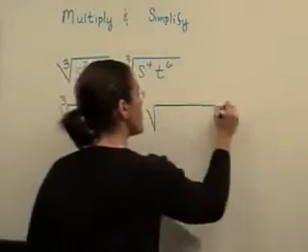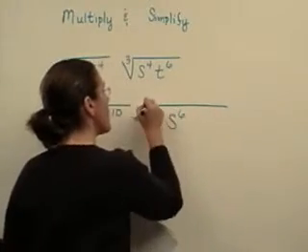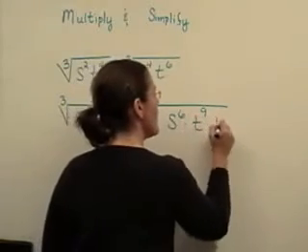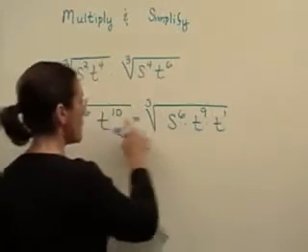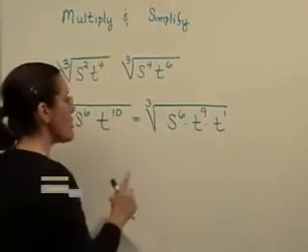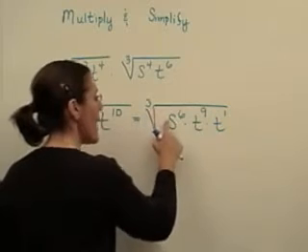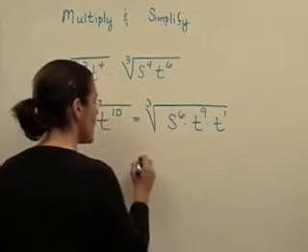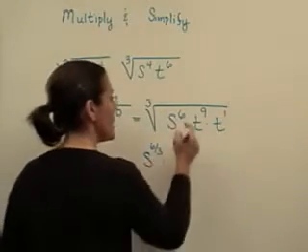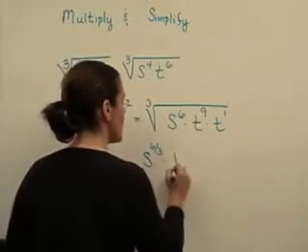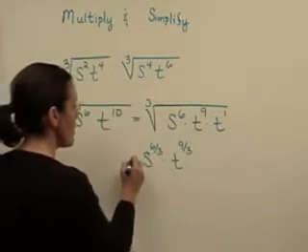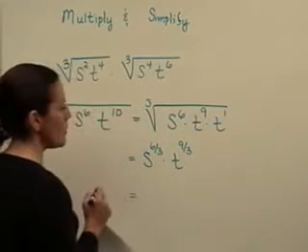So the s to the 6th, I don't need to do anything with. But the t to the 10th, I'm going to think of as t to the 9th times t to the 1st. Those exponents add to be 10, and this 9 is divisible by 3. Remember that property that says the cubed root of s to the 6th is the same thing as s to the 6 over 3 power. And the cubed root of t to the 9th is the same thing as t to the 9 over 3 power. Again, I'm showing you something that I've been doing without writing the last few problems.